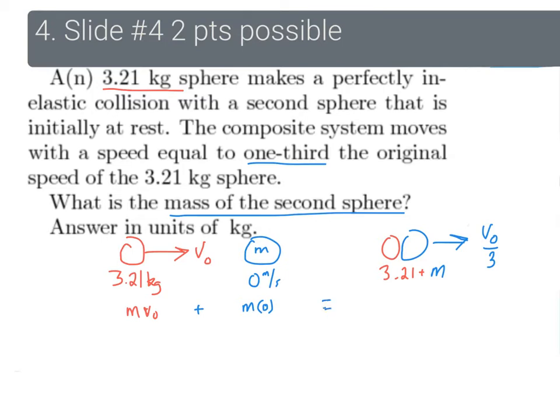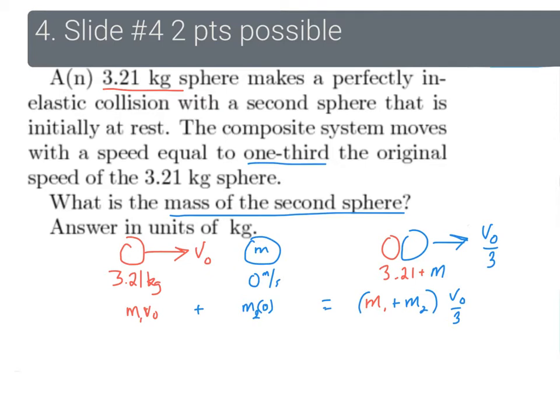After the collision, we have the combined mass, which is going to be m1, and let's go ahead and label these m1 and m2. So m1 plus m2. And then they're moving at a final velocity of v naught over 3.